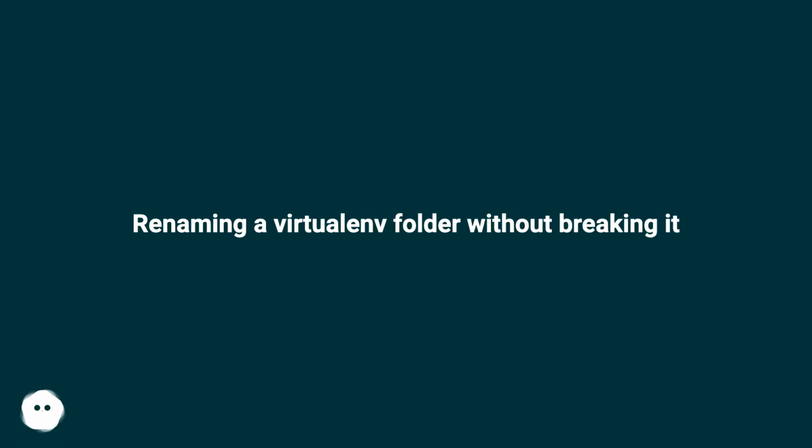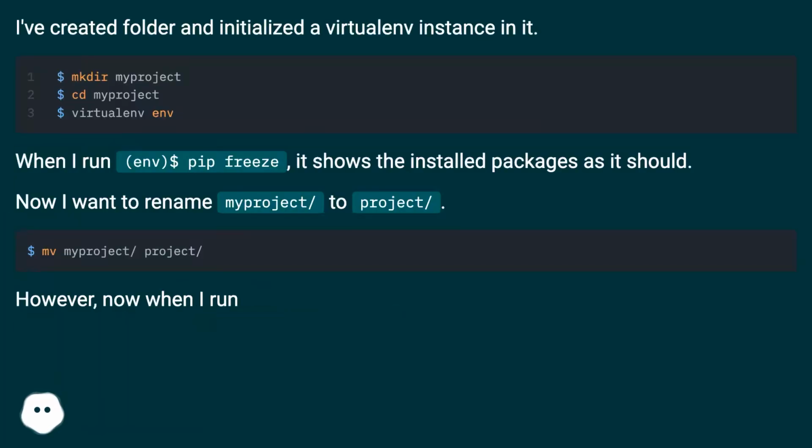Renaming a Virtualenv folder without breaking it. I've created a folder and initialized a Virtualenv instance in it. When I run env $pip freeze, it shows the installed packages as it should. Now I want to rename my project/ to project/.